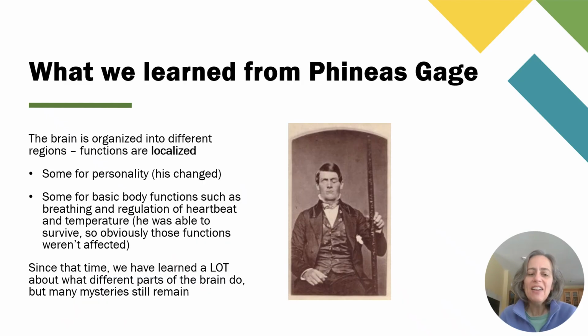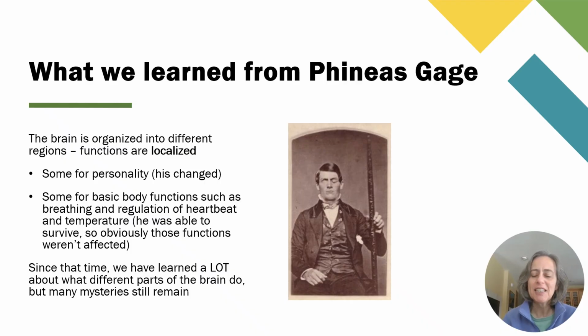All right. The other thing I want to point out is that you kind of already take for granted, but it was actually a pretty big deal when scientists first proposed it. So what we learned from Phineas Gage is that the brain is regionalized. So different functions are in different places. It seems obvious to us now, but it was not that way, 100, 200 years ago.